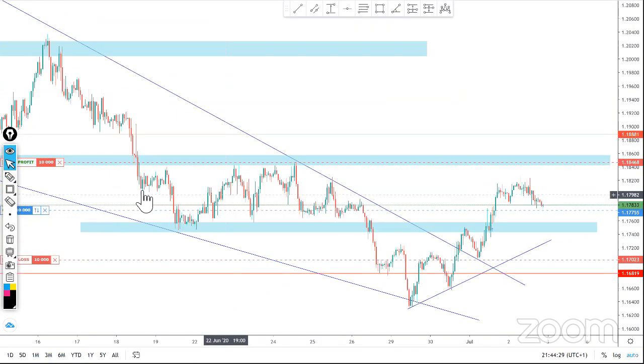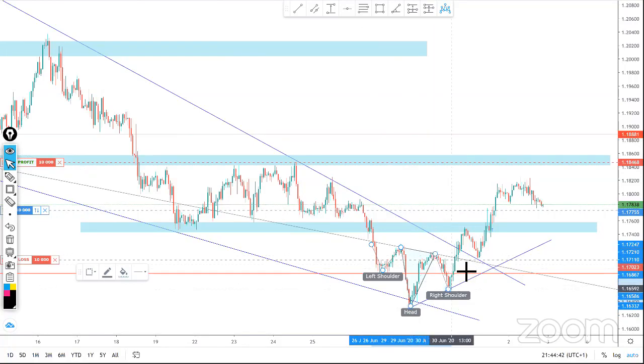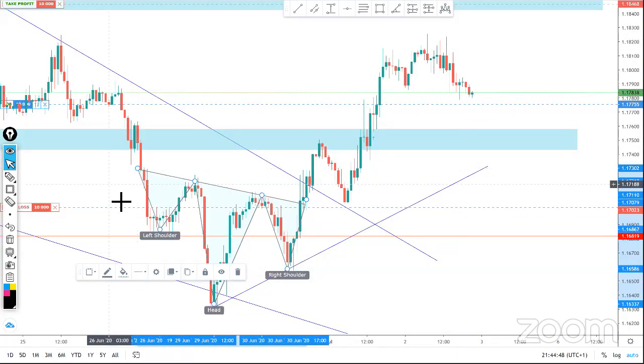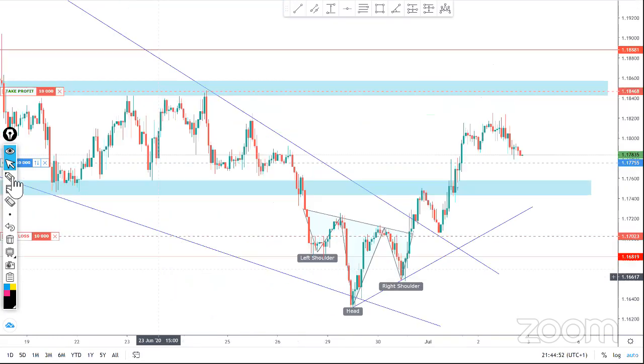You can see right here, we had an inverse head and shoulder right here. I'm gonna make this drawing right here so you guys can figure out what I have right here. Okay. So can you guys figure out what we have right here? This is an inverse head and shoulder.